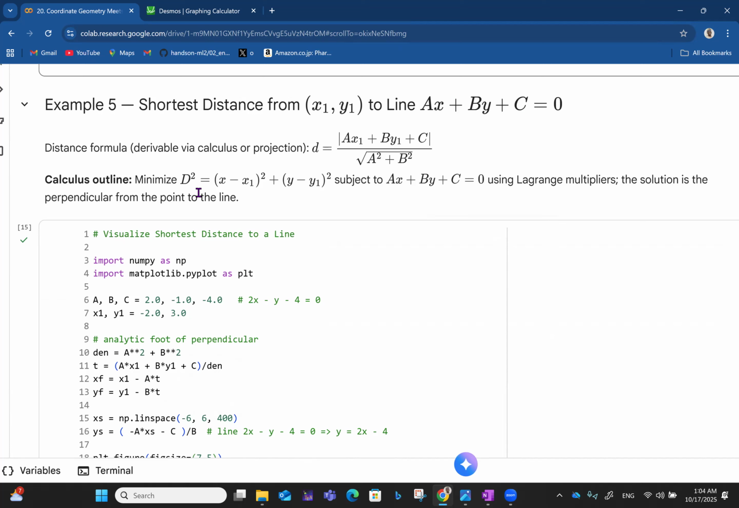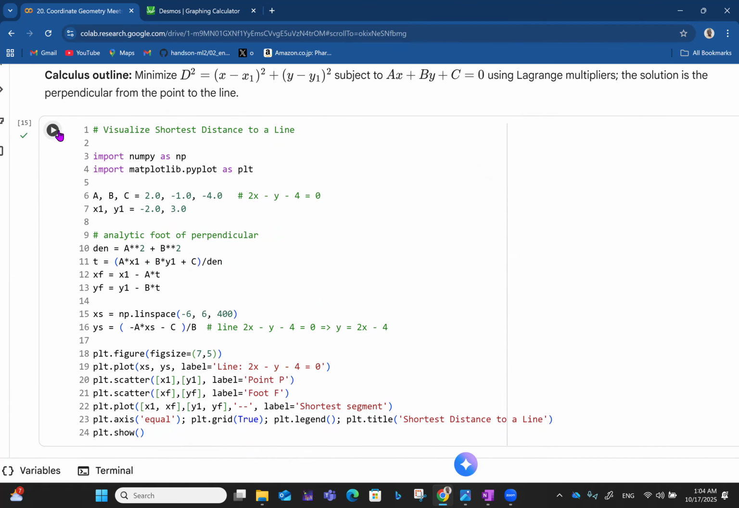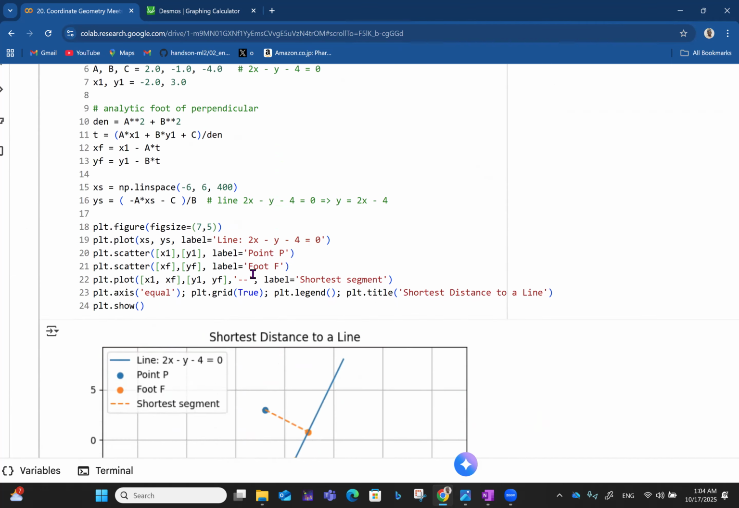So the calculus outline is such that we minimize d squared, which is x minus x1 squared plus y minus y1 squared, subject to ax plus by plus c equals 0, using Lagrange multipliers. The solution is the perpendicular from the point to the line. So it's more like the same thing as the angular bisector of the angle between the intersecting lines. The angular bisectors, because we have more than one of such angular bisectors. So I mean, we'll just do the code for this. You can go through and see.